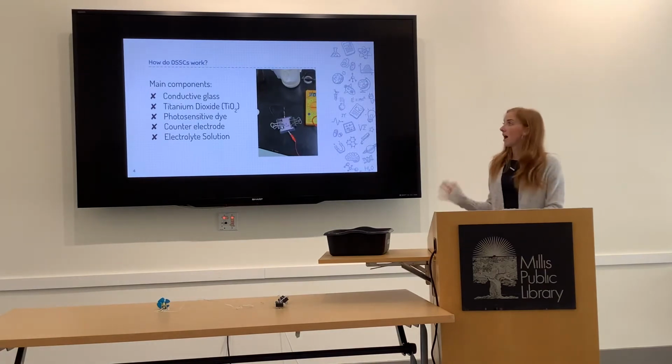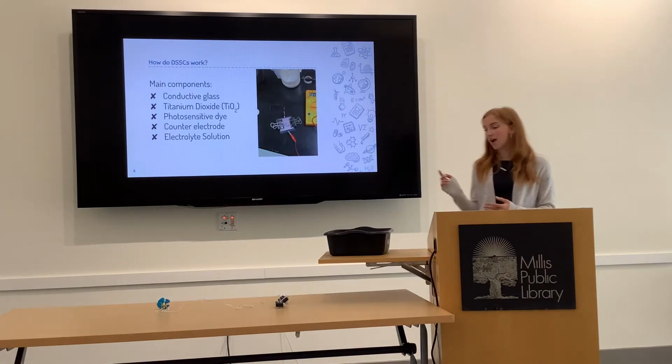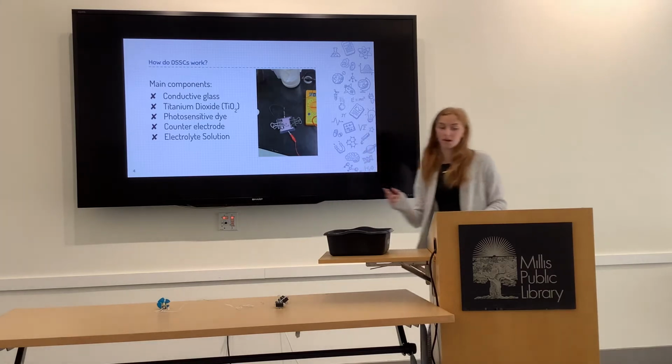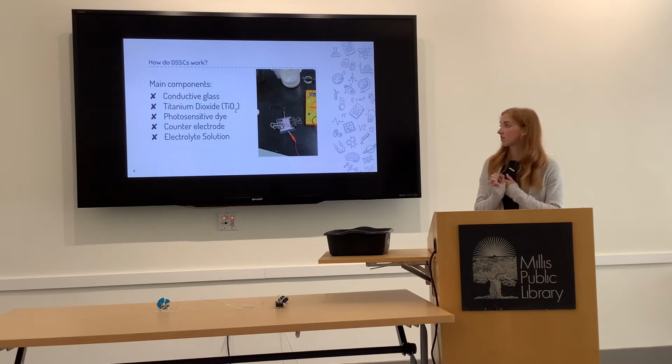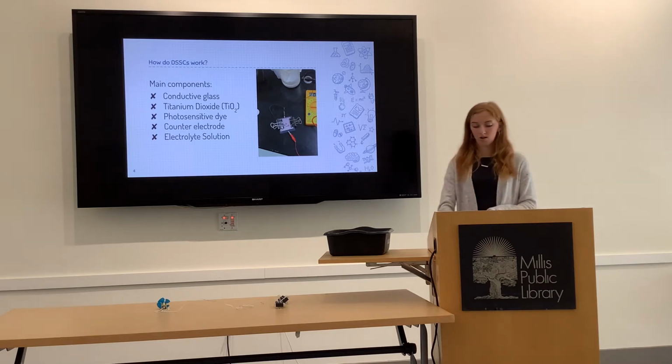So now I'm going to explain how dye-sensitized solar cells work. I have a couple examples right here of the ones that I made. So there are 5 main components, which I'll each talk about more in detail in the next few slides. The 5 components are conductive glass, titanium dioxide, photosensitive dye, a counterelectrode, and electrolyte solution.